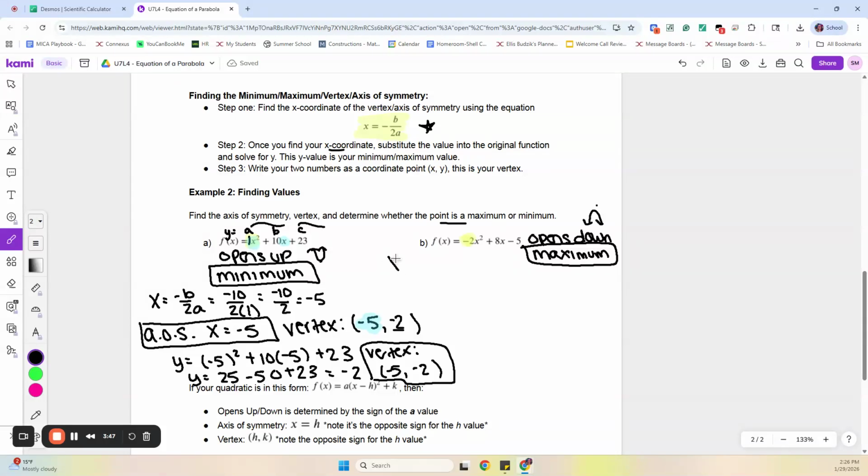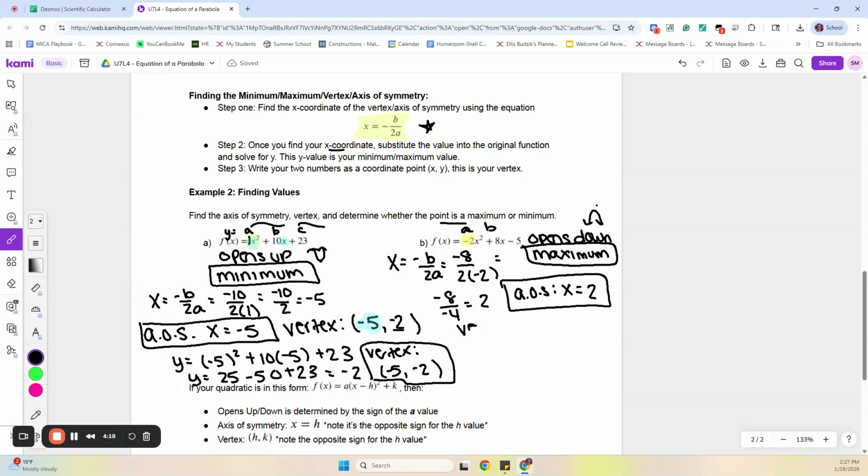Then I'm going to grab x equals negative b over 2a, using my a and my b value right here. So negative 8 over 2 times my a value, which is negative 2. Negative 8 divided by 2 times negative 2, which is negative 4, is 2. So that means my axis of symmetry, and you need the x equals because it's an equation, is x equals 2. It's not just 2, it's x equals 2.